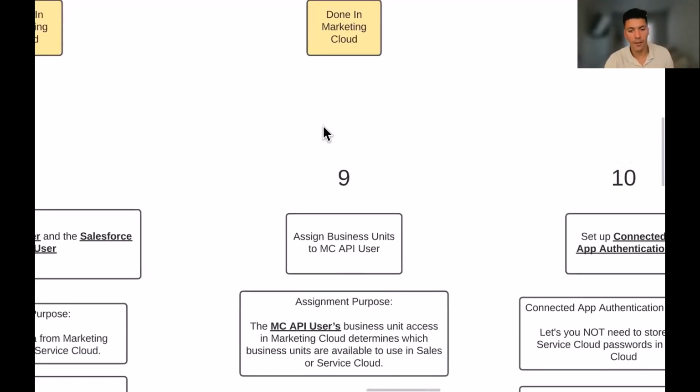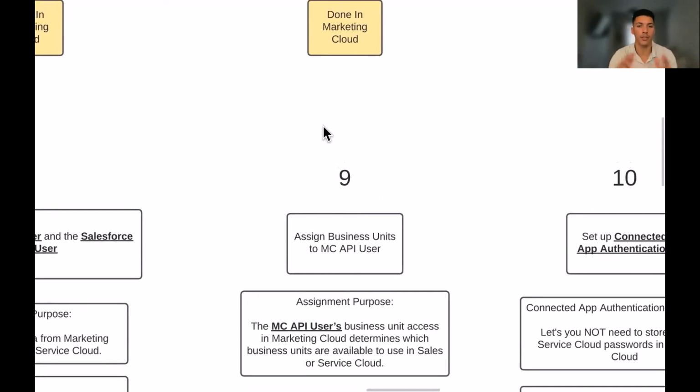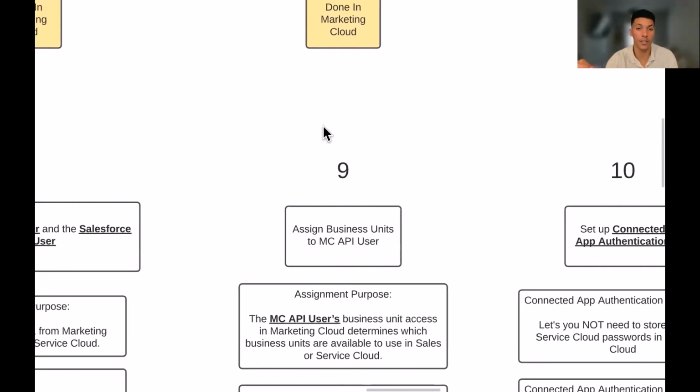So the only type of org that has multiple business units is an Enterprise 2.0 type of Marketing Cloud org. So you've got to have that before you can even do step 9. If you don't, then you just won't do step 9 here. So it's kind of a long-winded way of saying, understand which Marketing Cloud org you have access to, which one you're actually using, because if you don't have Enterprise 2.0 edition, step 9 won't even be useful to you. So then you're going to assign your business units to that Marketing Cloud Connect API user.